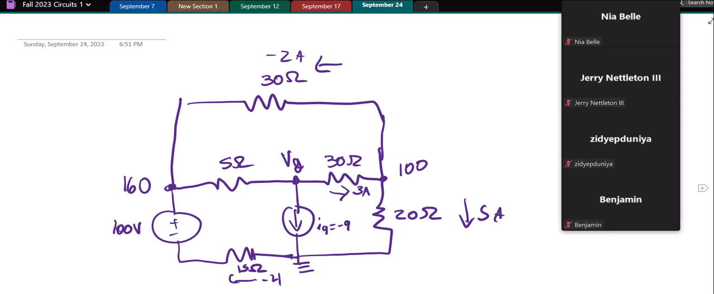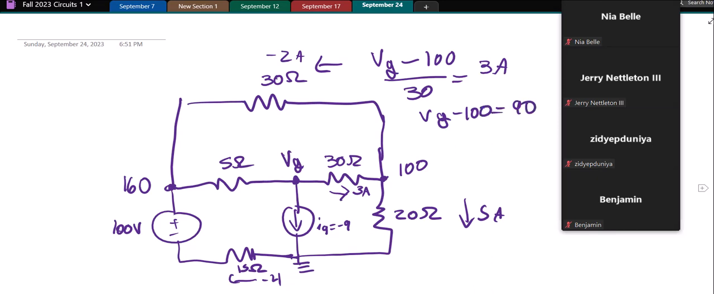So I know that VG minus 100 over 30 equals 3 amps. So the current going from VG to 100, VG minus 100 over 30, is 3 amps, or VG minus 100 equals 90, or VG equals 190 volts, and that is, in fact, the right answer. 190 volts. And let's see, what else?